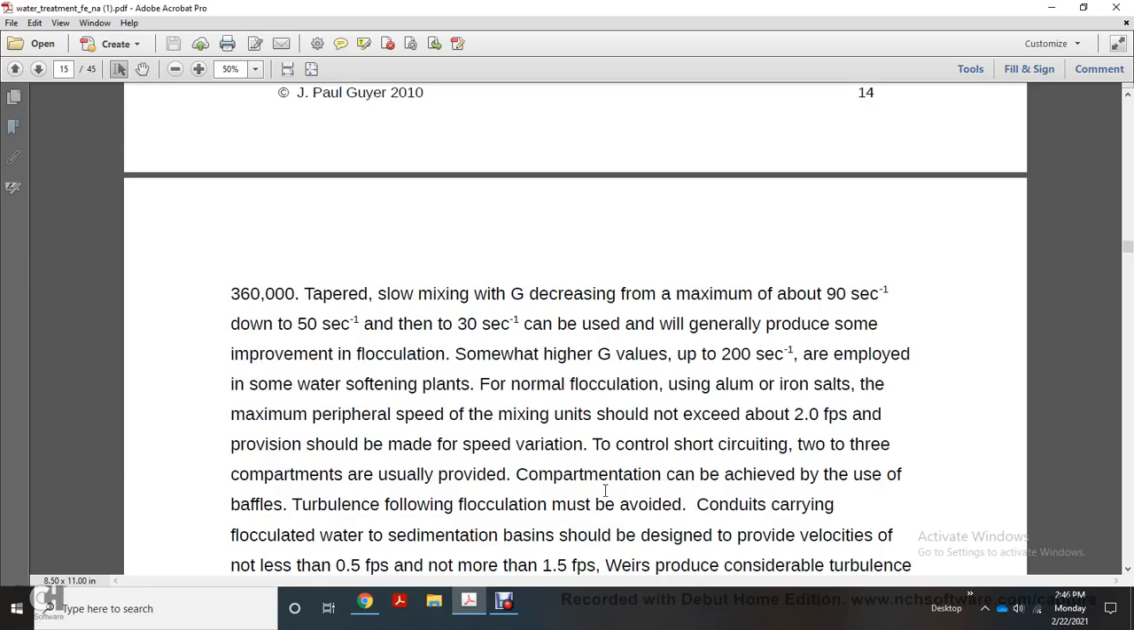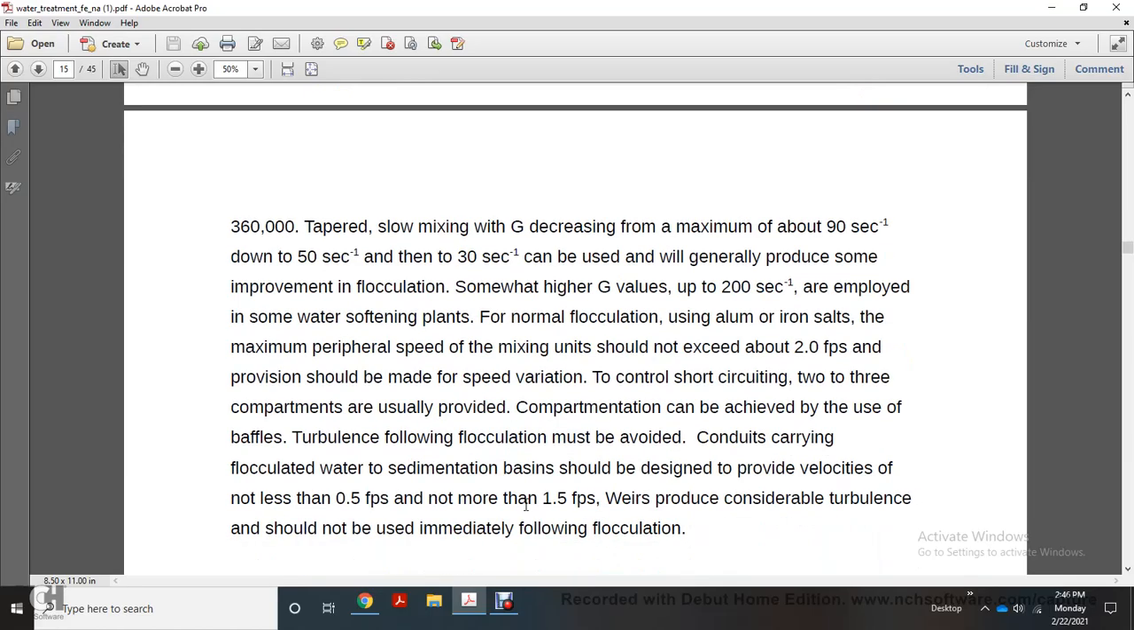For normal flocculation with aluminum or iron salts, the maximum peripheral speed of the mixing units should not exceed 2.0 feet per second, and provision should be made for speed variation. To control short circuiting, 2 or 3 compartments are usually provided, and compartmentation can be achieved by using baffles. Turbulence following the flocculation must be avoided.